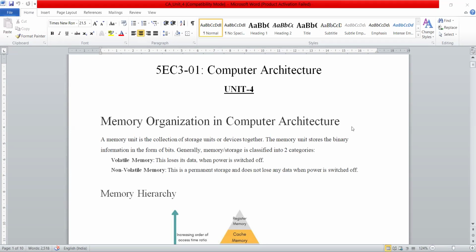I am here for a discussion about unit number 4 of computer architecture, chips and ECE. Today we will discuss memory organization in computer architecture.